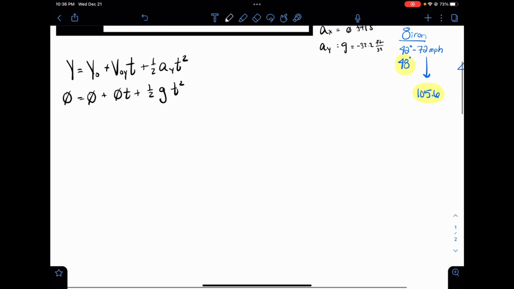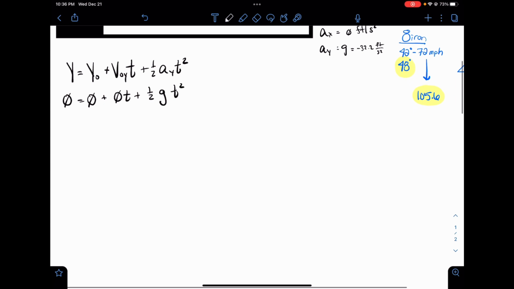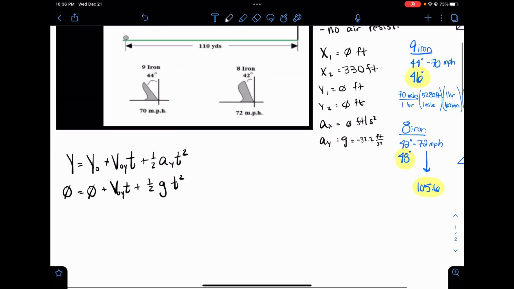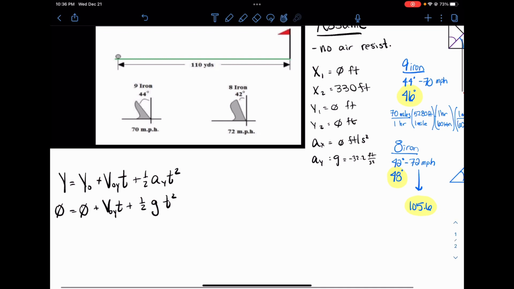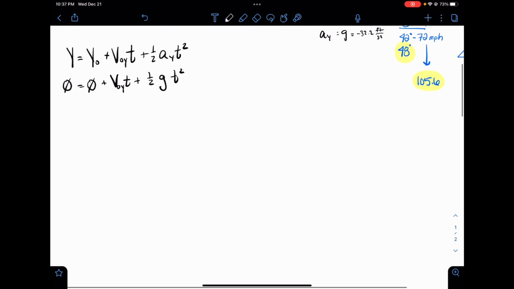So when we solve for time, excuse me, I made a mistake. This is not 0. We do have an initial y speed. It's going to be some component of whichever direction we pick, because we have an initial speed of 70 miles per hour or 72 miles per hour at each of these angles.